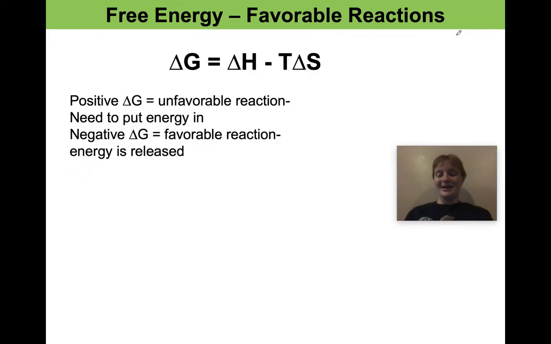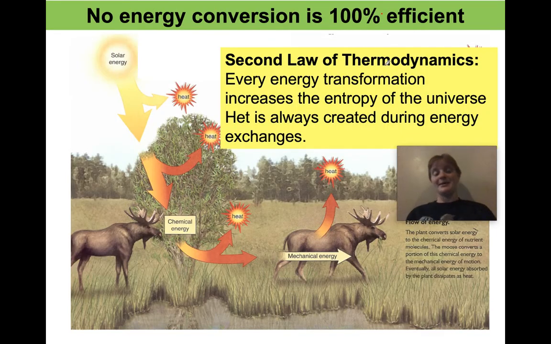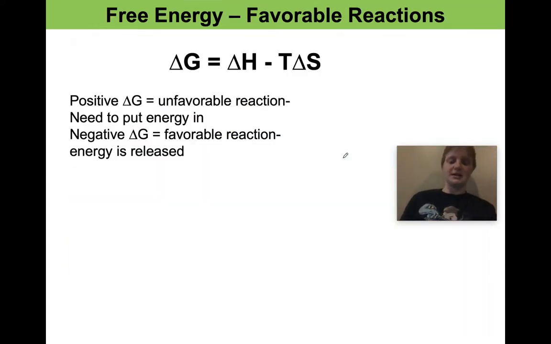Oh, and by the way, this is the second law of thermodynamics. Very important. Write it down. Basically, every energy transformation will increase the entropy of the universe because heat is always created during energy exchanges. And so every time you do an energy conversion, you increase disorder by adding extra random heat energy to the universe because we're just not that efficient.